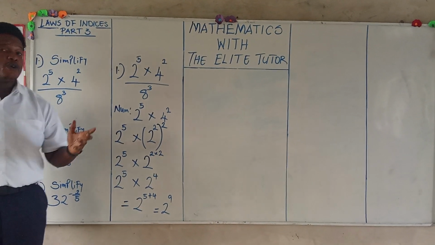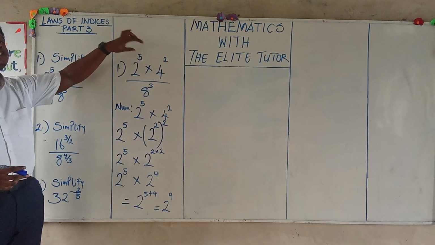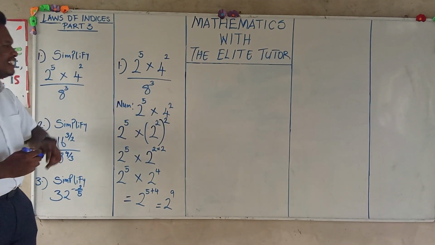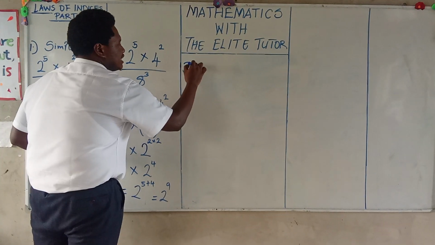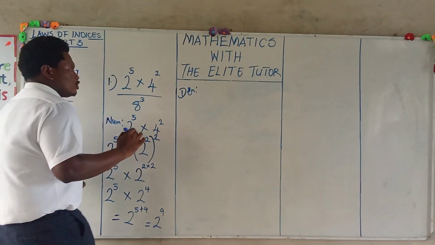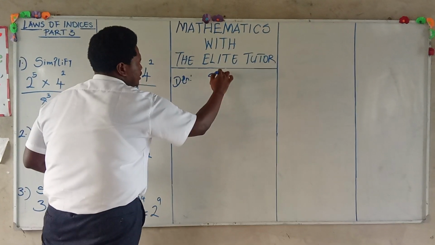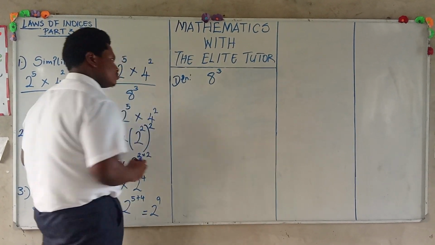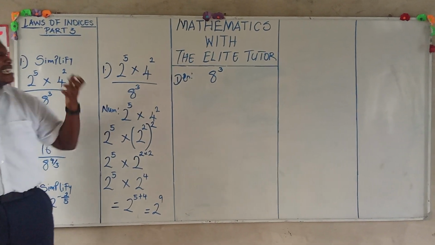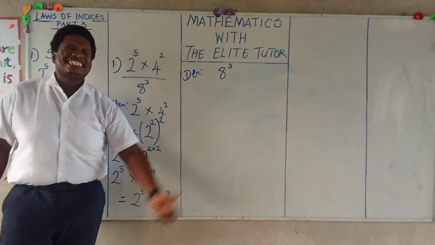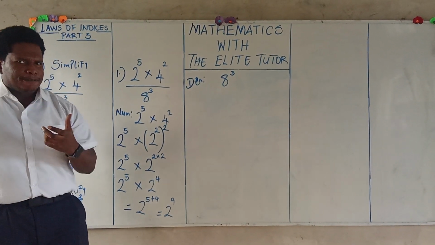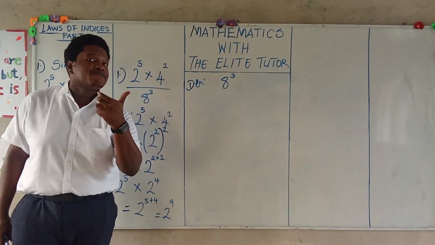Don't forget, all we've just solved is just the numerator. Now we've solved our numerator. Let's look at our denominator. So our denominator is 8 raised to power 3. Now this is 8 raised to power 3. We can express 8 raised to power 3 in terms of 2.